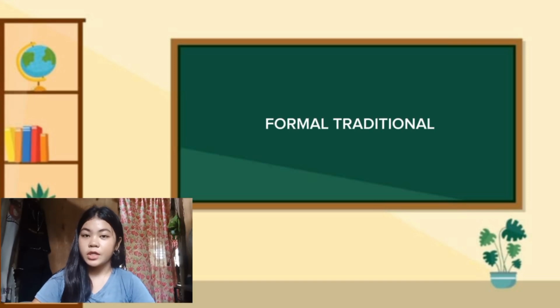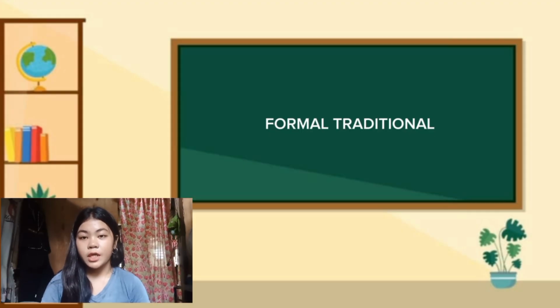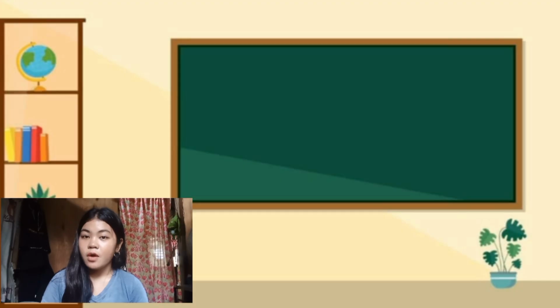Formal traditional education. This structure represents the conventional classroom-based approach to education. It is characterized by a structured curriculum, formal assessments, age-based progression, and teacher-led instruction. Formal education typically takes place in recognized institutions like schools, colleges, and universities.